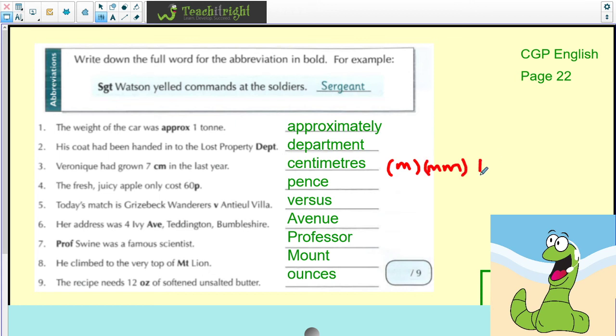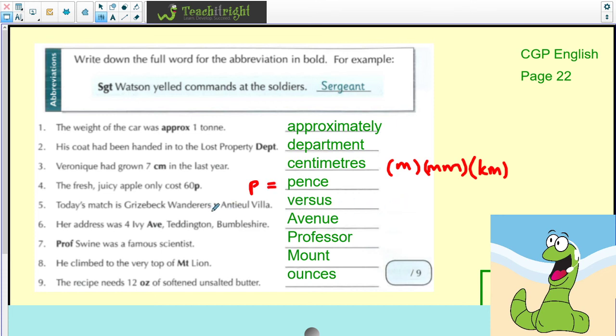There's lots of them, aren't there? You could put km for kilometres. So these are just all shortened versions of those particular words. So we've just written them out in full. So we've got approximately, dep for department, centimetres we've really talked about. We do say, of course, 60 pence, don't we? And a lot of these words we say the word, but obviously we shorten it. So we say the fresh juicy apple only costs 60 pence. Well, you say 60 pence, but of course you just use a p to represent pence.